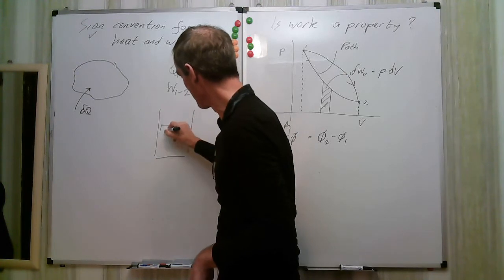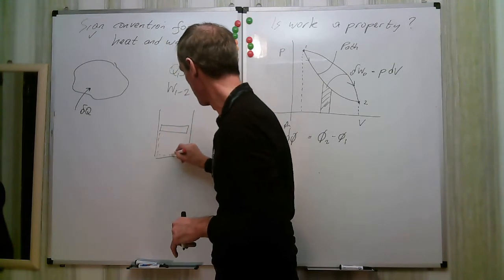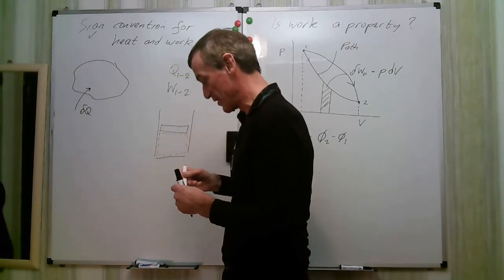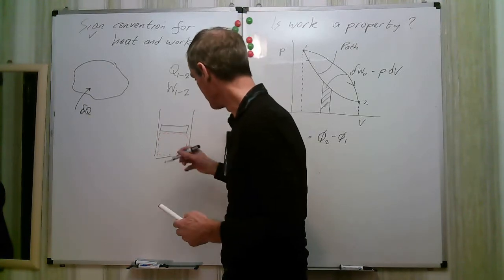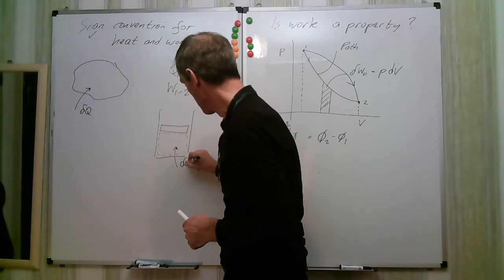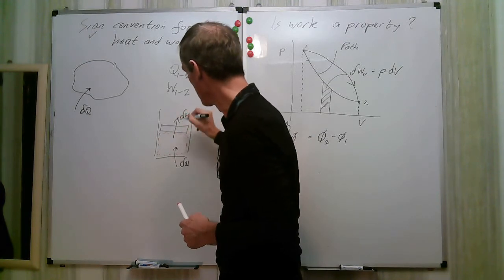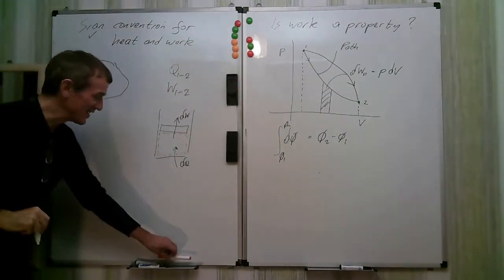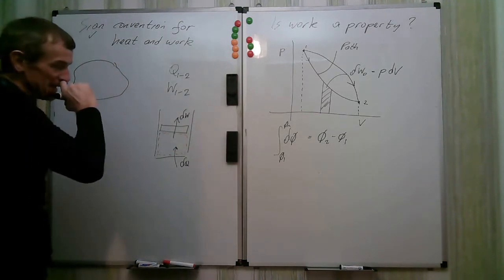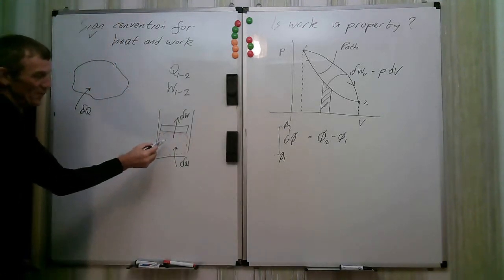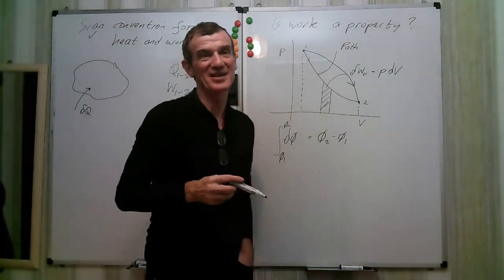Again, we've got our piston. We've got our system in there. We can imagine that we're putting energy into this system, so delta Q, and work is coming out of the system, positive delta W. So the convention is that work done by the system, W, is positive if energy leaves the system. Yes, so that's the idea.